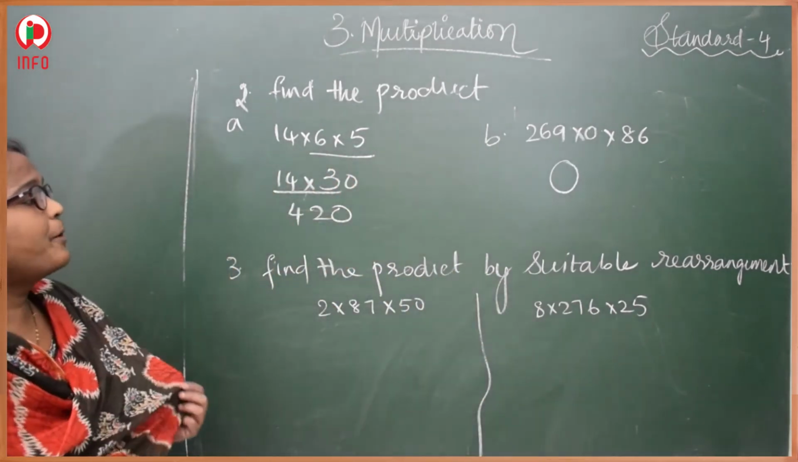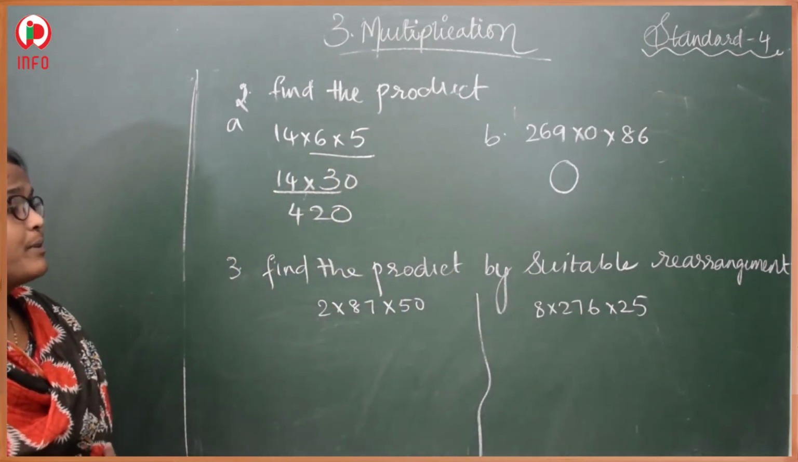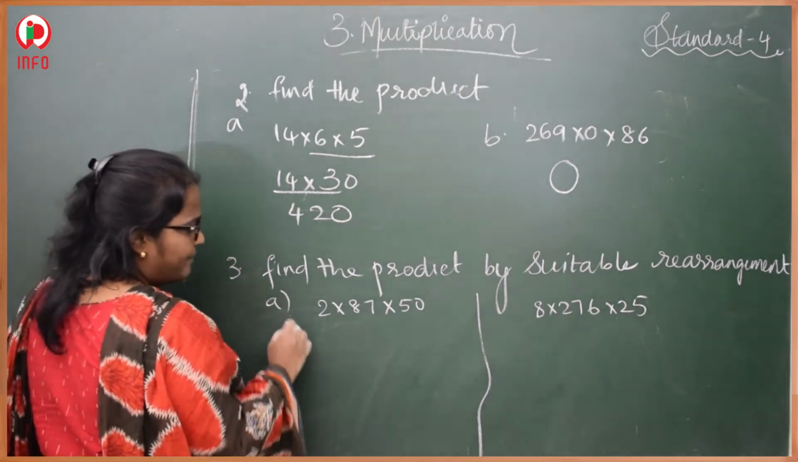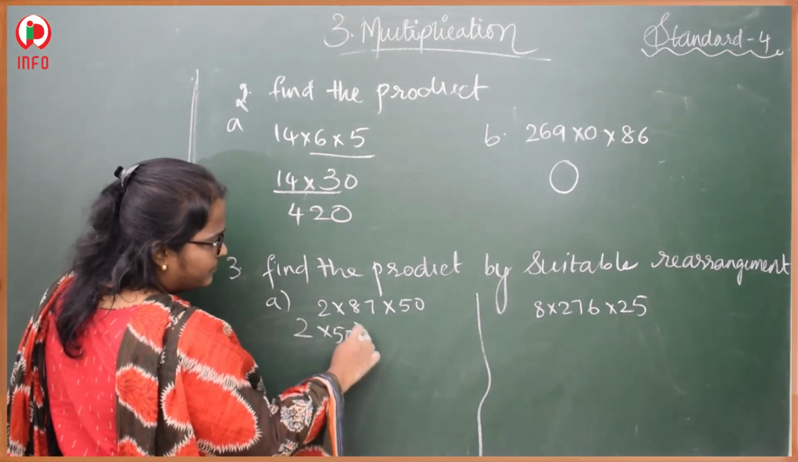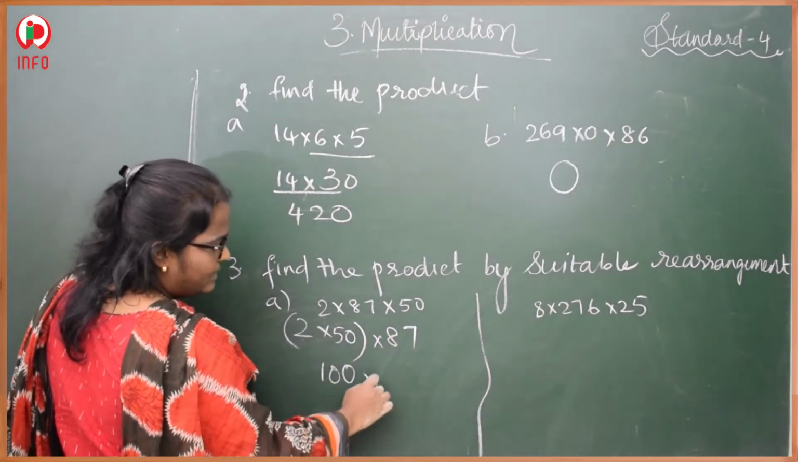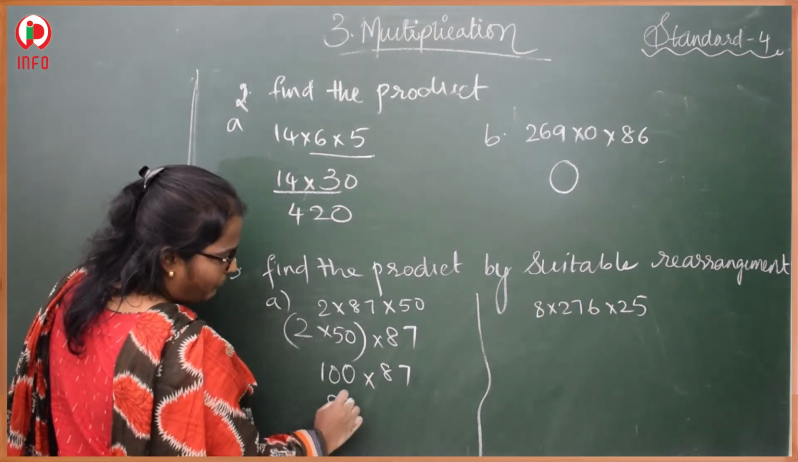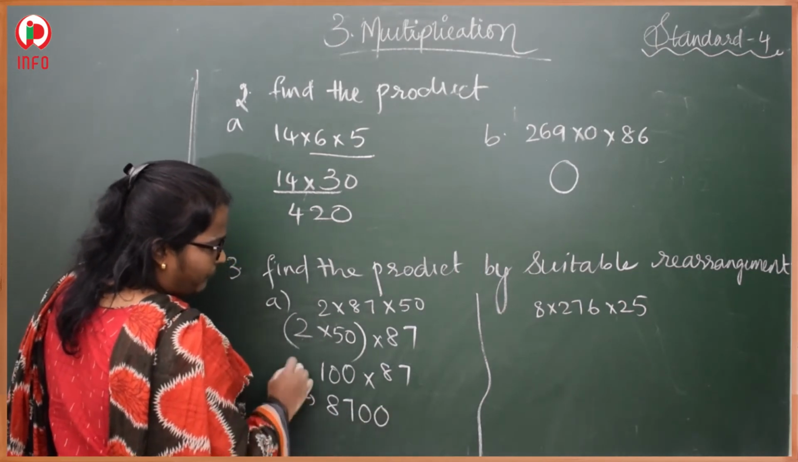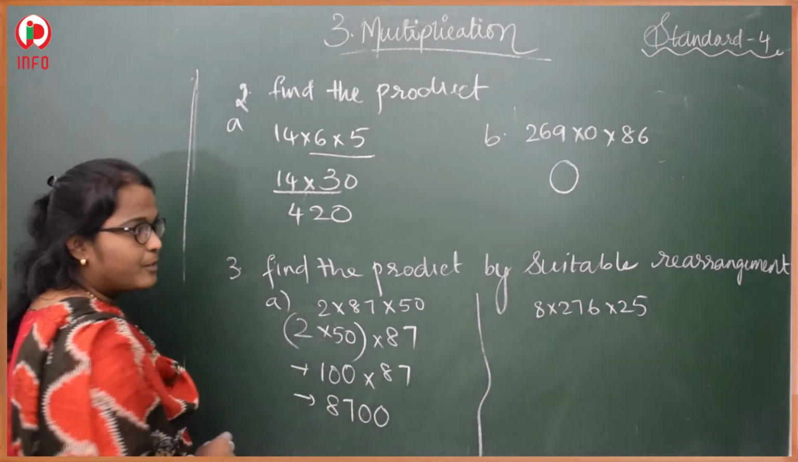Here. Find a product by suitable arrangement. So I will arrange 5 2s are 100, 5 2s are 10, 8700. Okay, children.